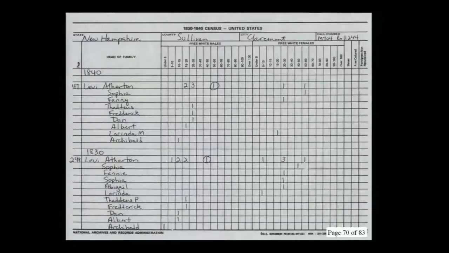So if I look in 1840, lo and behold, there's Levi Atherton in Claremont, New Hampshire. And again, when I chart it out, slide 70, we see Levi Atherton and all the children that Lori mentioned, along with my Thaddeus. And look, 3 sons, and Thaddeus fits right in there along with Frederick and Dan. I love it when things work out right. And in 1830, you see, the same thing occurs. It fits very nicely.